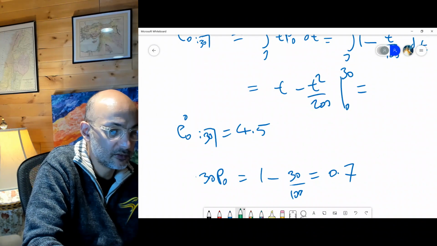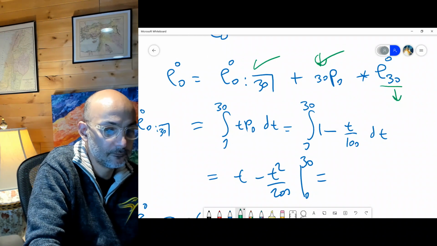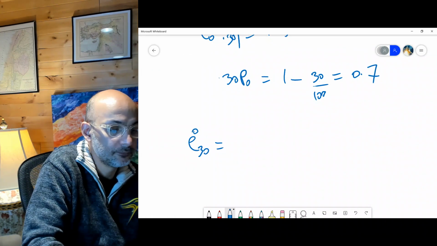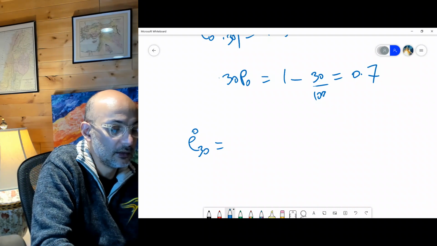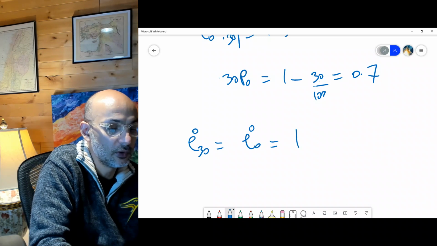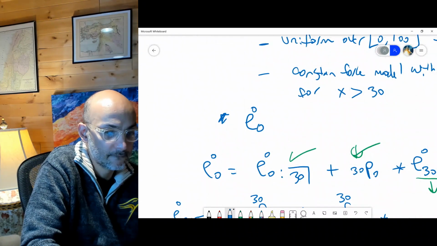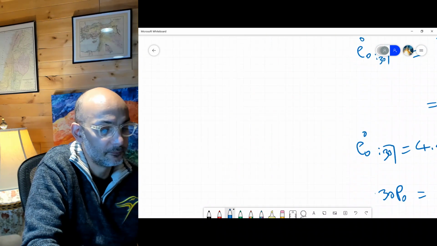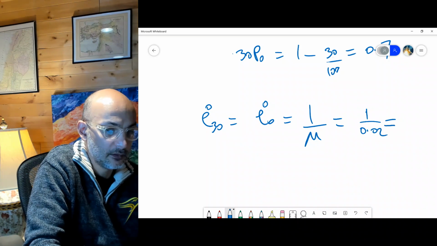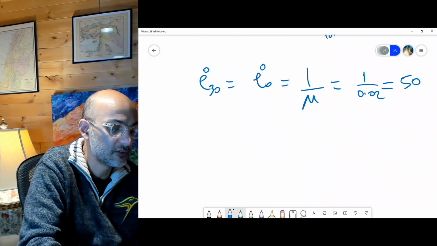Now we've got the second one. Now we need to get this one, which is very easy: E30. Because it's constant force of mortality, it's 1 over mu. Let's look up what our mu is here: 0.2. So it's 50. Easy. Now we've got the three terms.